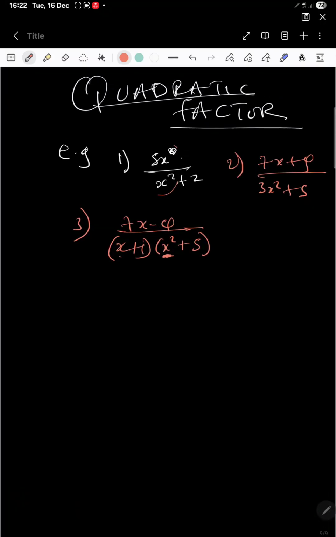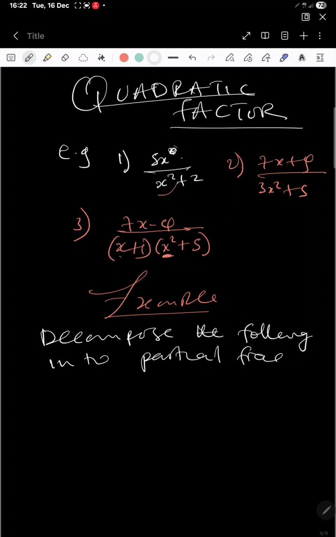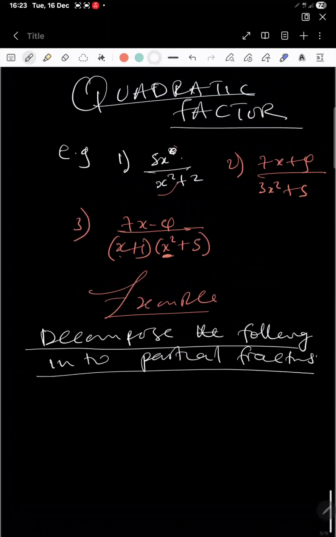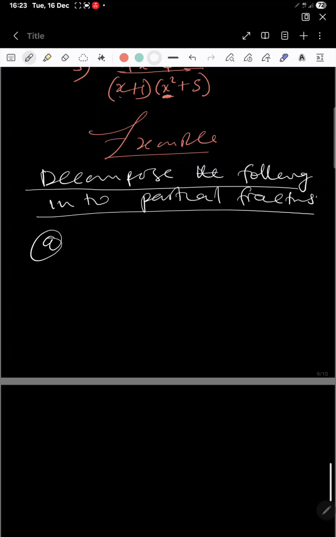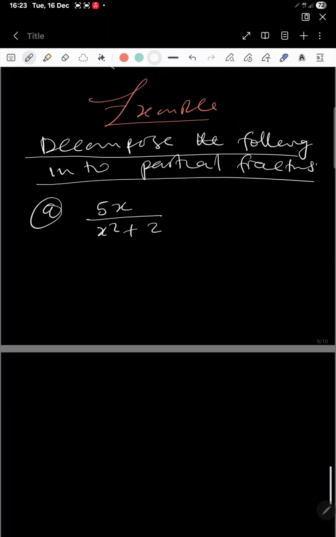So I'm going to start with the first one, which is 5x over x squared plus 2. So example, we are going to say decompose the following into partial fractions. Now for you to decompose these into partial fractions, I'm going to say number A, we are going to have the first one there, which is 5x over x squared plus 2. So how can we decompose this into partial fractions?